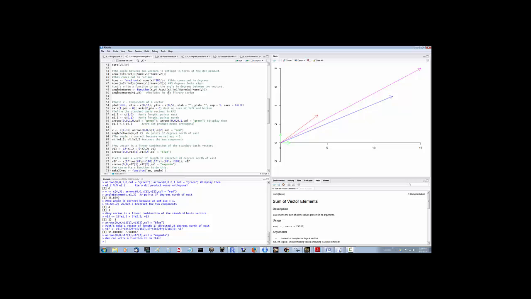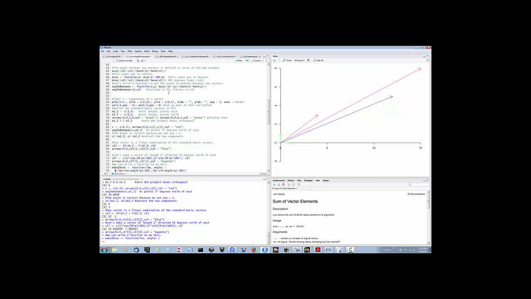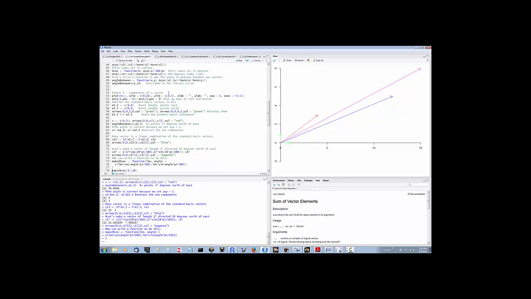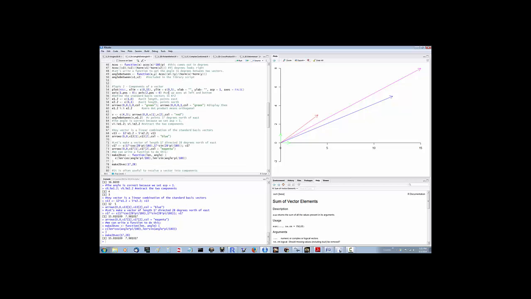And now that we see how to do this, let's do it once and for all. Write a function called make2dvec that takes the length and the angle, computes the components, and makes a vector in R. There's the definition of the function. And when I say to make a two-dimensional vector with a length of 17 and an angle of 28 degrees above the axis, I get the same vector that I had already constructed.